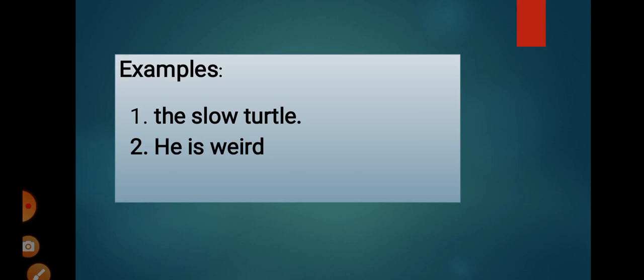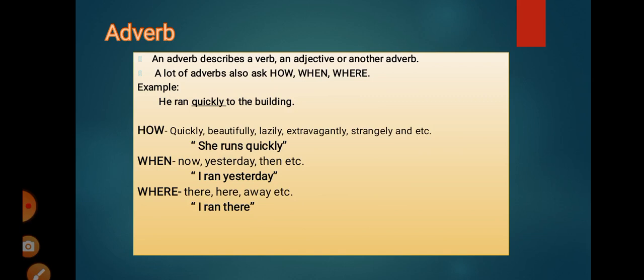So next is adverb. So what is an adverb? An adverb describes or modifies a verb, an adjective, or another adverb, but never a noun. Adverbs often end in -ly, like quickly, beautifully, extravagantly, strangely. If we say "she runs quickly," the word quickly modifies the word runs.